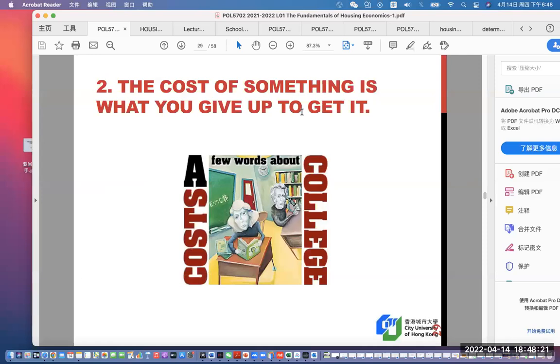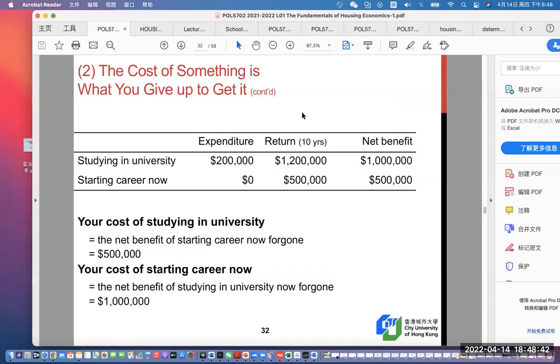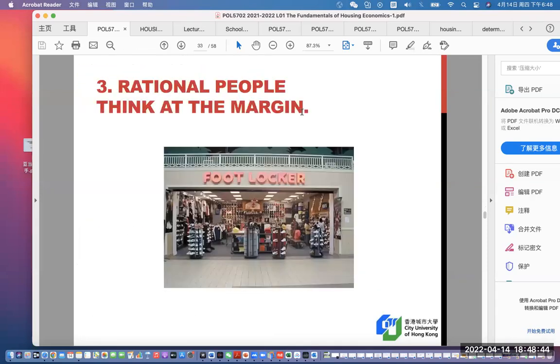So we see that we face a lot of trade-offs. The cost of something is what you give up to get it. Decisions require comparing costs and benefits of alternatives. For example, opportunity cost: remember what it means to get something when you lose something. The third one is that rational people think at the margin, right?